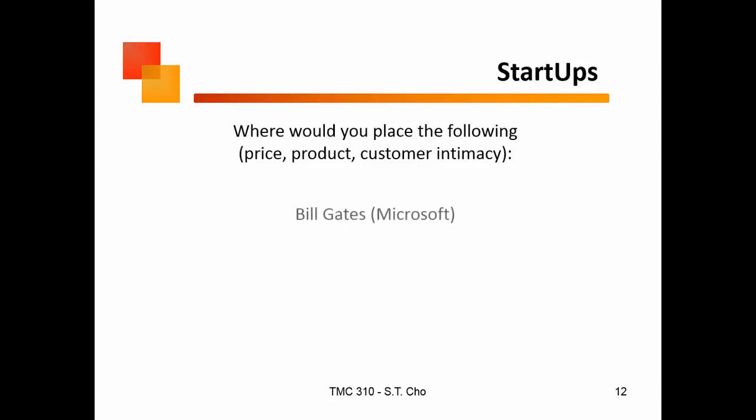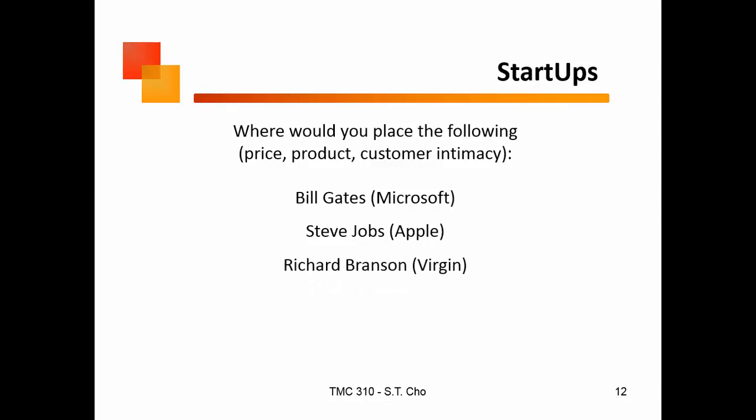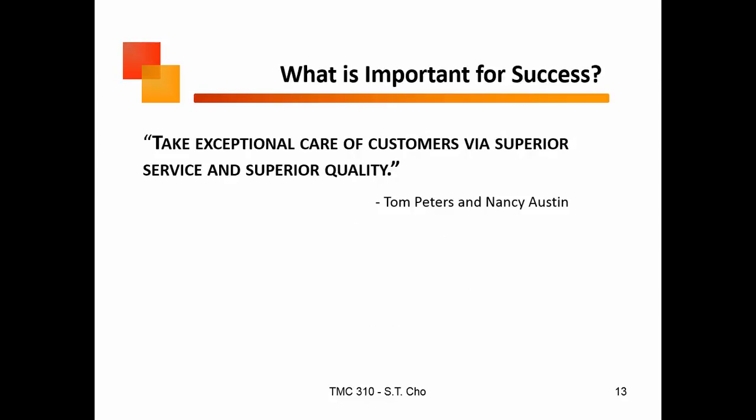Now, where would you place the following products? Bill Gates and Microsoft. Is it about price, product, or customer intimacy? Microsoft, it's about product, isn't it? It's not the cheapest product, but it's the most reliable. Richard Branson and Virgin, what is he about? Customer intimacy. It's still an airplane flight, but he gives you the best experience. And I'll let you look through the rest of these. Obviously, Costco is about price.